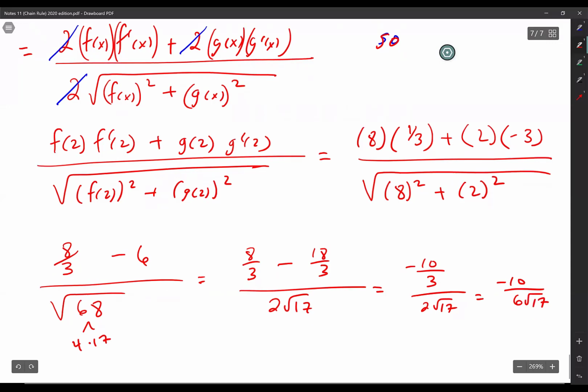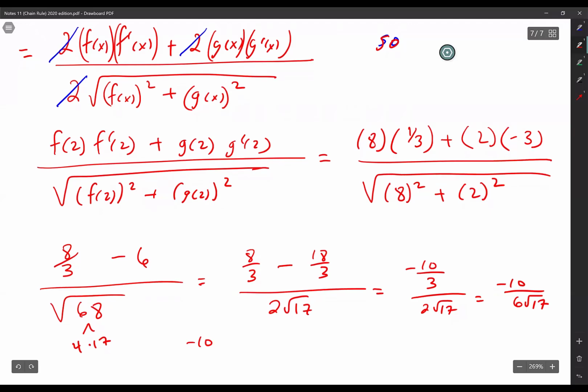Don't worry, we're almost done, guys. Negative 10 square root of 17 over 6 times 17, over 102. And then finally, oh yeah, negative 5 square root of 17 over 51.